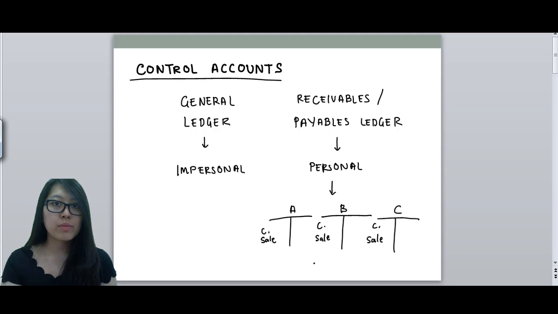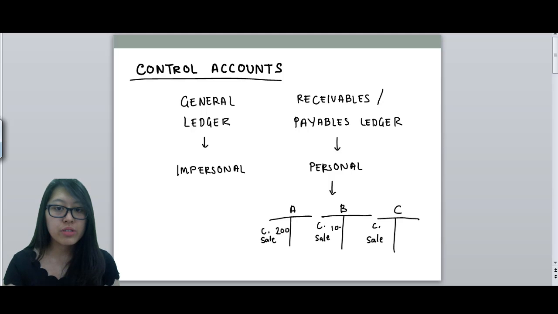And as you can see from this example, I've created 3 different T accounts for 3 different customers, Mr. A, B, and C. And on the debit side, I've written C.sale. It's short for credit sale. Now, for example, I made a credit sale to customer A for $200, to customer B $100, and customer C $300.